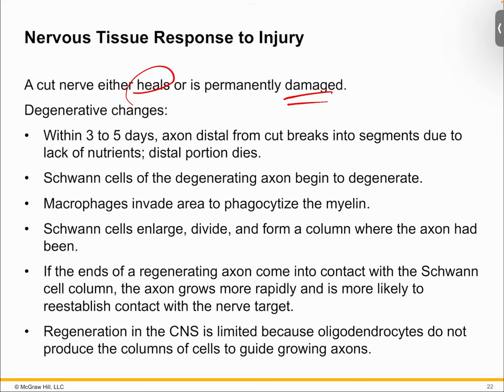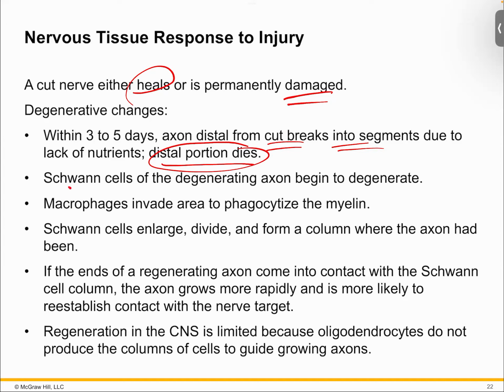So for instance, when you take a look at degeneration, this is within about 3 to 5 days or so. The axon that's distal, or furthest away from the cut, if you cut into a particular axon, is going to disintegrate into segments, and that's because it's being starved, basically. It's been cut off from its nutrient supply, and then it's going to die, right? So that's the first thing that's going to happen. That distal portion is going to die.